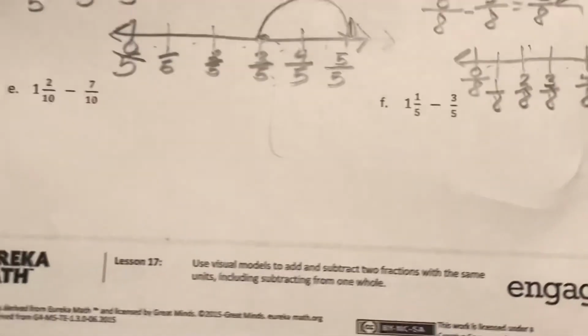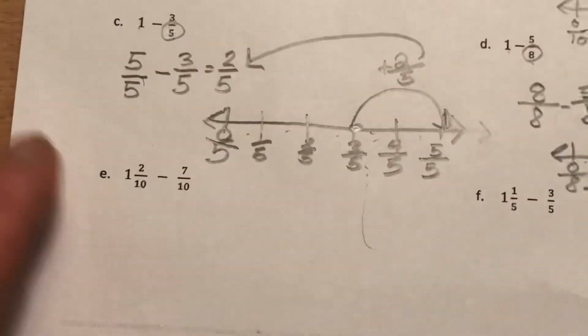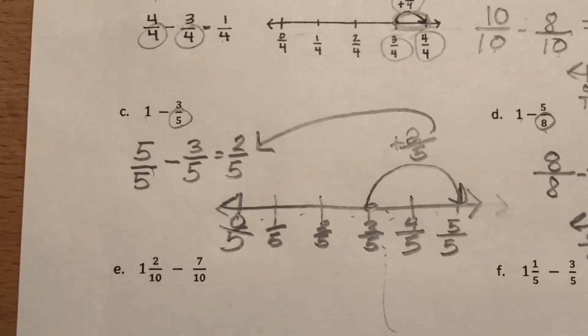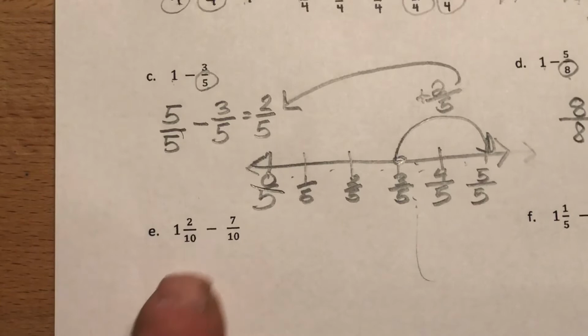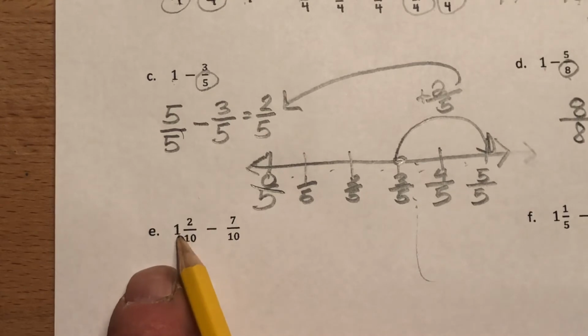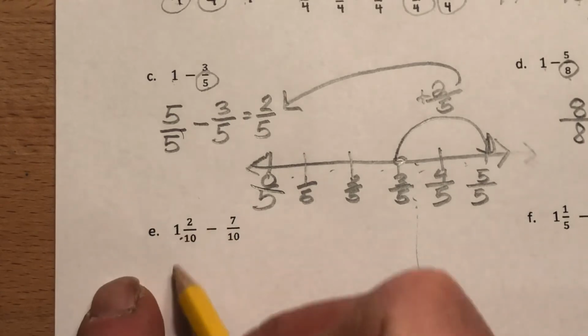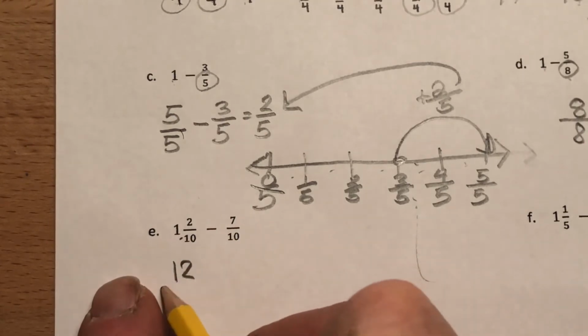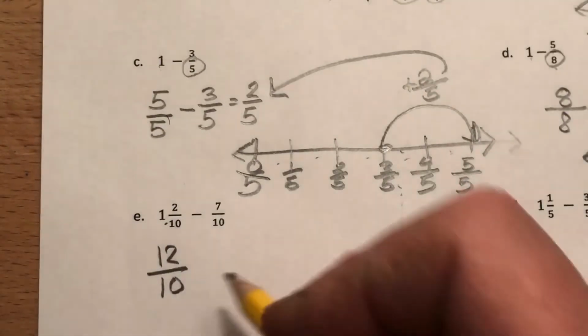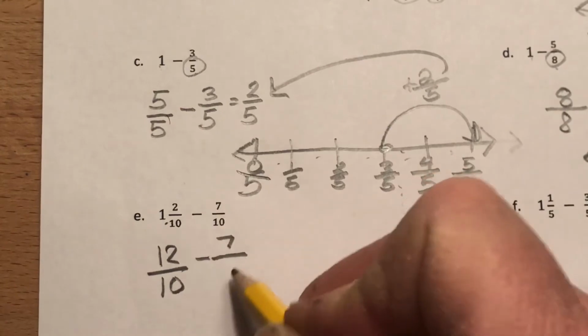And then here. Oh, this is 1 2/10 minus 7/10. Okay, 1 2/10 minus 7/10. Okay, I can do this. I need to turn this all the way to tenths. Okay, so this 1 right here would be 10/10 plus 2/10. So this is actually 12/10. Okay, and I'm going to subtract 7/10.